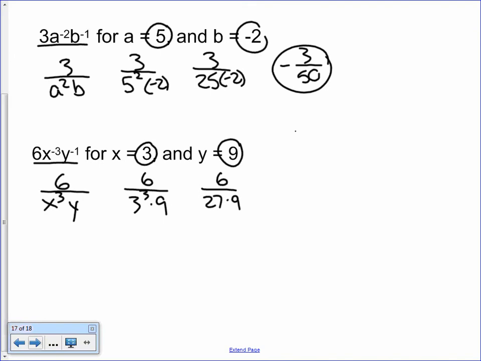Let's see, 27 times 9. We'll do a little scratch work here. That'd be 243. So 6 over 243. Now that can actually break down as a fraction. Always break down a fraction if you can. I can divide 3 out of top and bottom. So that's going to give me a 2 over, and 243 divided by 3 is going to give me 81.